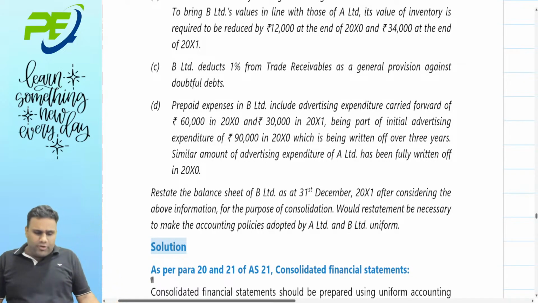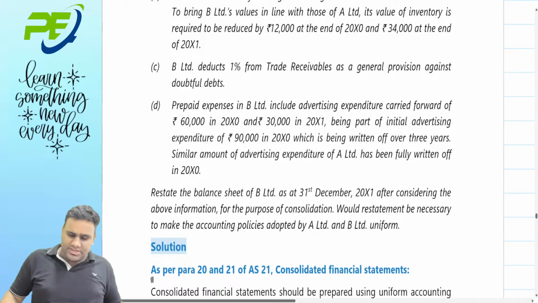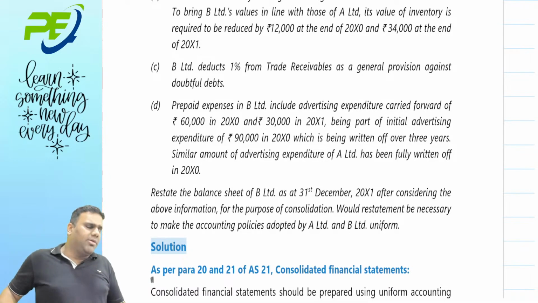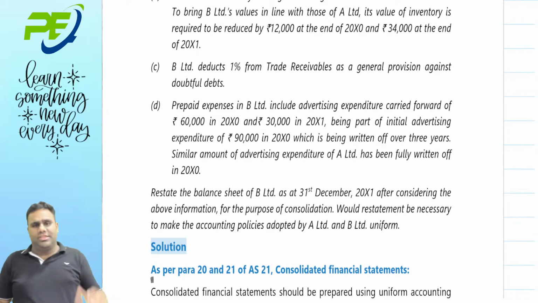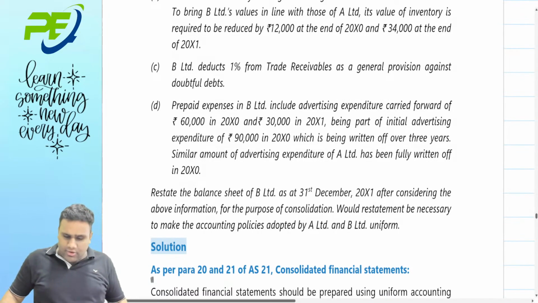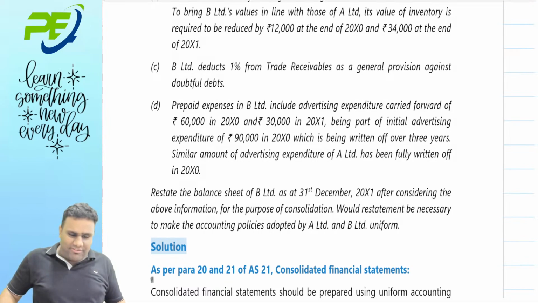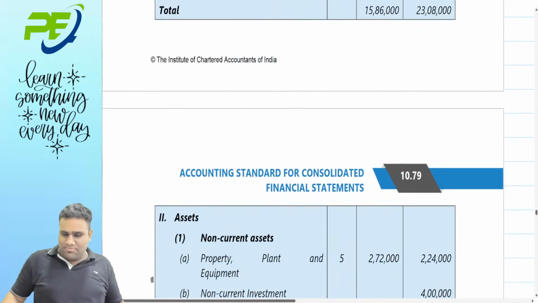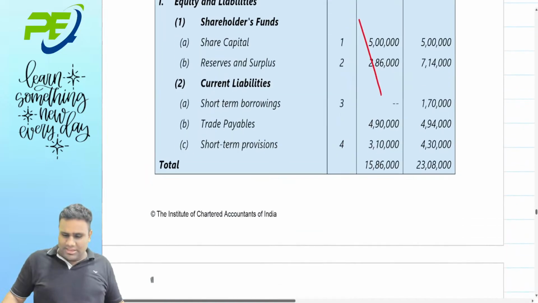After considering the above information for the purpose of consolidation, would restatement be necessary to make the accounting policy adopted by A Limited and B Limited uniform? Come on everyone, tell me. Yes or no? The answer is yes. Restatement is necessary. Now, one very good thing they have given in the problem, restate the balance sheet of 31st December 20x1. Here I will ignore the second column. 20x0, I'll ignore this.